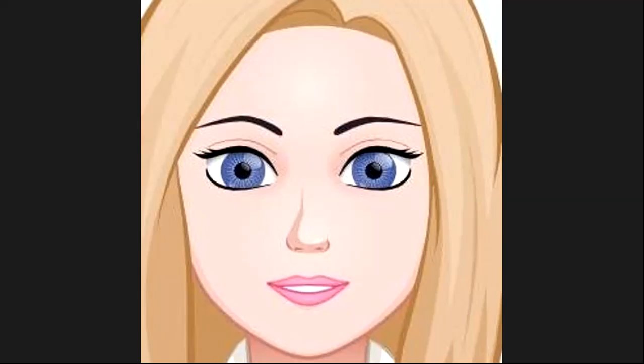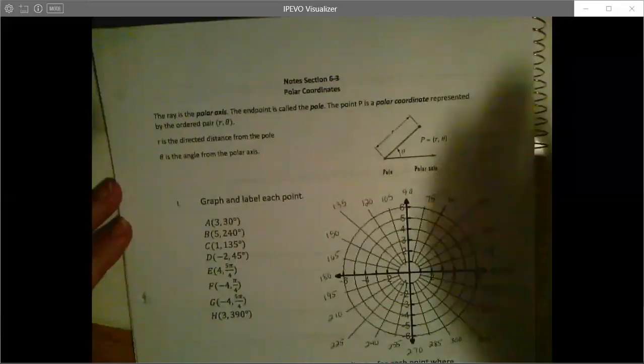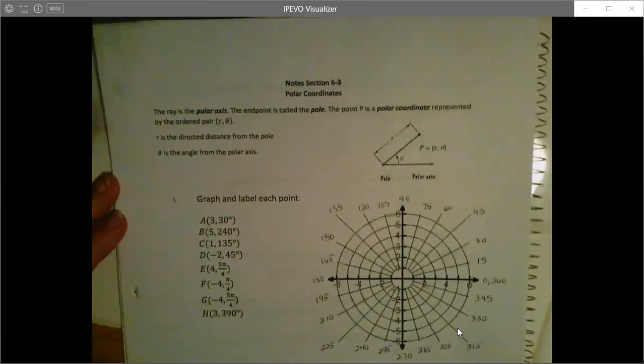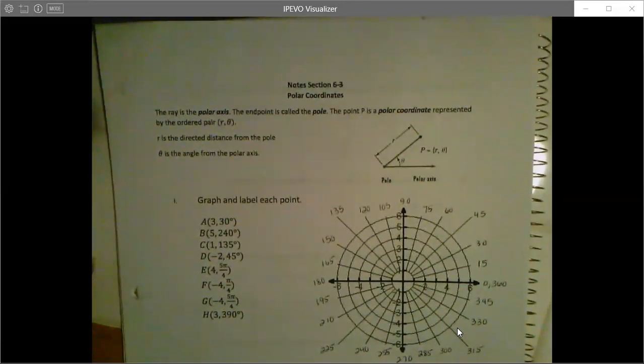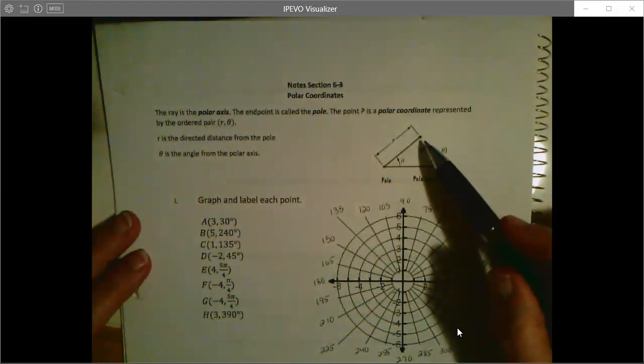All right, guys, we're going to be talking about section 6.3 today, which is polar coordinates. There are some notes that you can download. What we're looking at with polar coordinates is basically a ray. Here we have a ray in the polar axis. The endpoint is called the pole, and the point P is a polar coordinate.